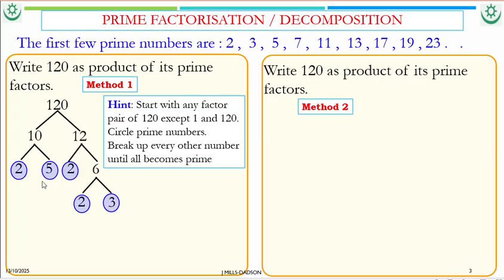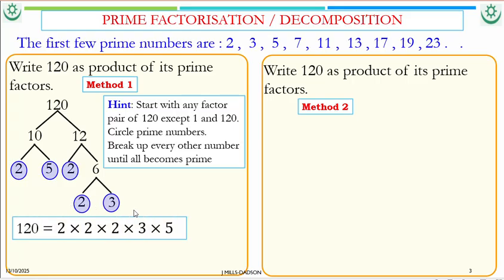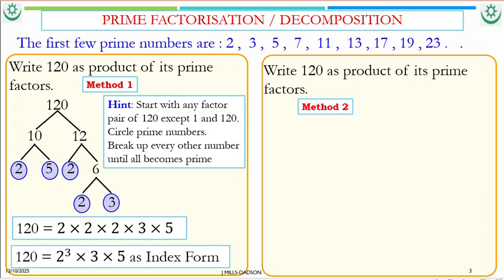Therefore, I'll write the product of these primes in ascending order. And that gives me 2 times 2 times 2 times 3 times 5. And I can also write it in index form as 2 cubed times 3 times 5.